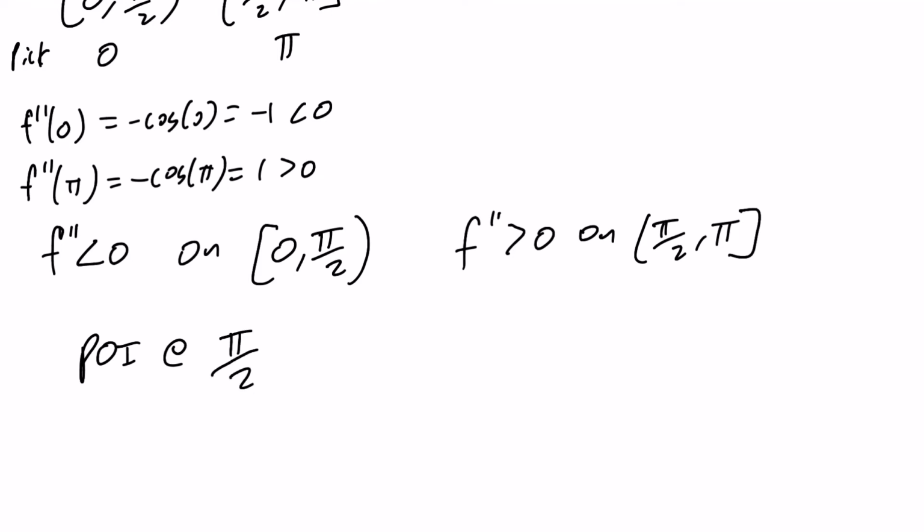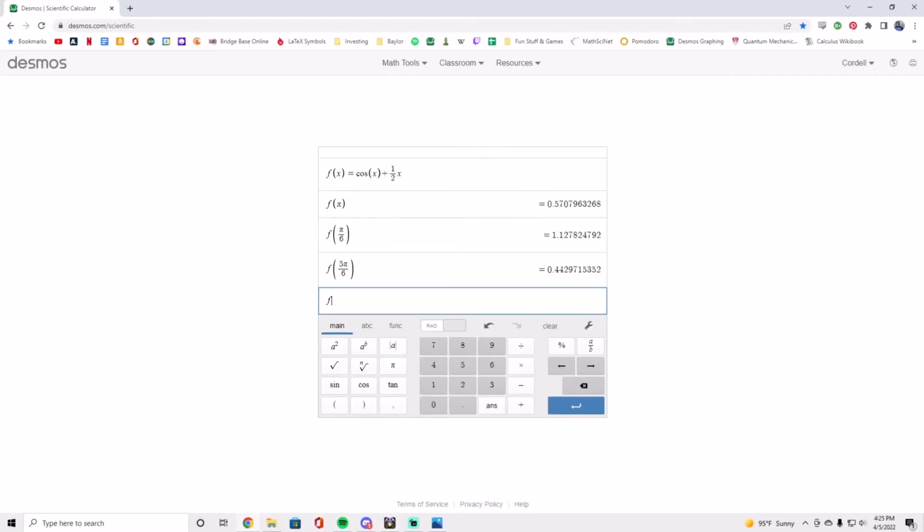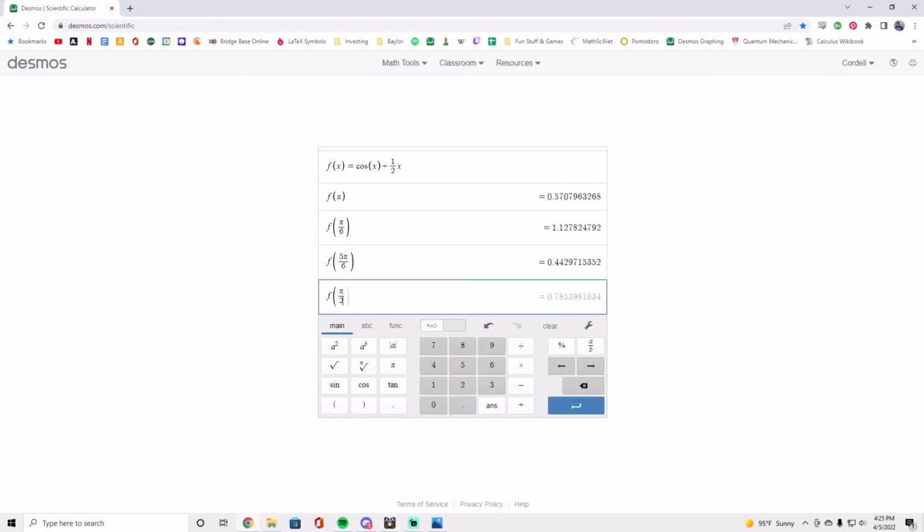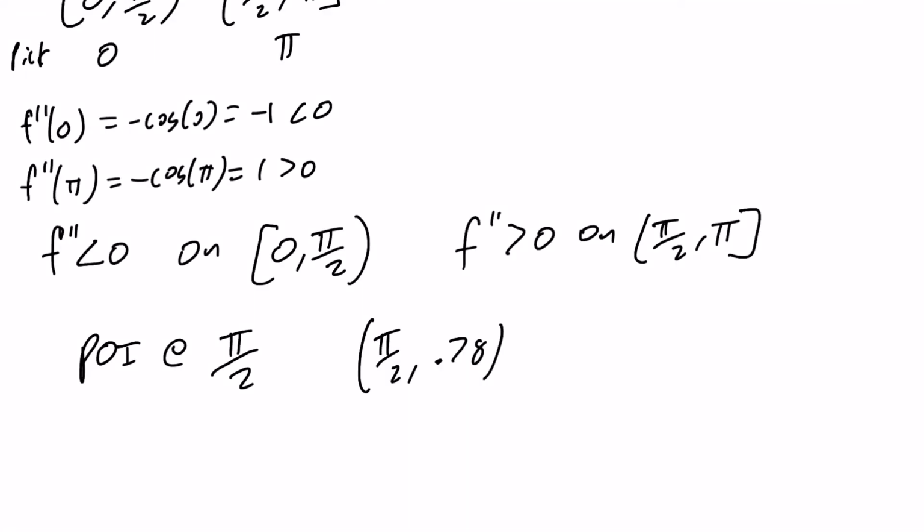But we want the xy coordinate, right? Because our end goal is to plot this on a graph. So let's figure out f of pi over 2. It's about 0.78. And now we have all the information we need.